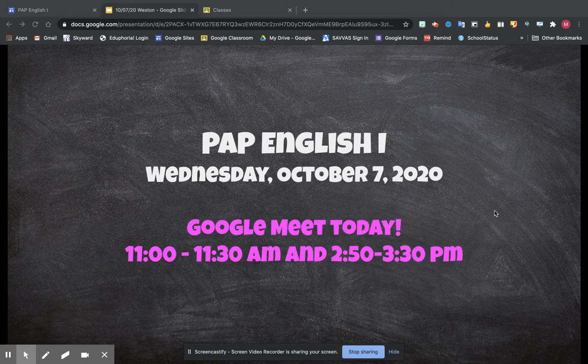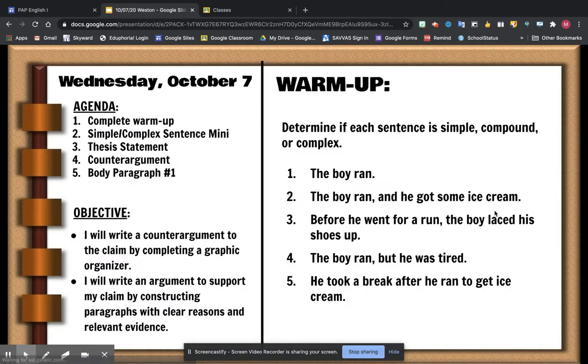All right, so let's get started today. We're going to have a little mini lesson over simple, compound, and complex sentences. We're going to just kind of wrap up the thesis statement, counter argument. We might not have had all the time we needed to get that done, so we're going to try to finish that up and then move into writing our first body paragraph.